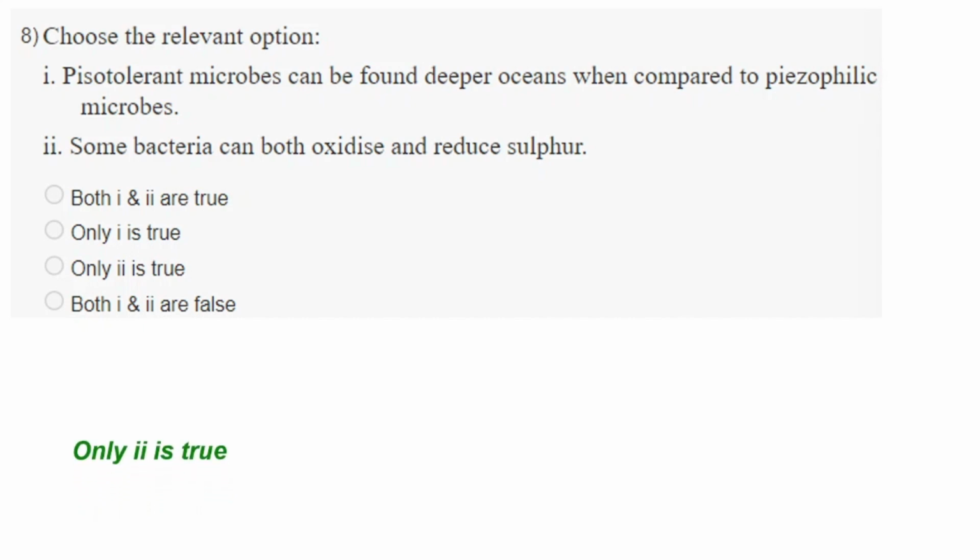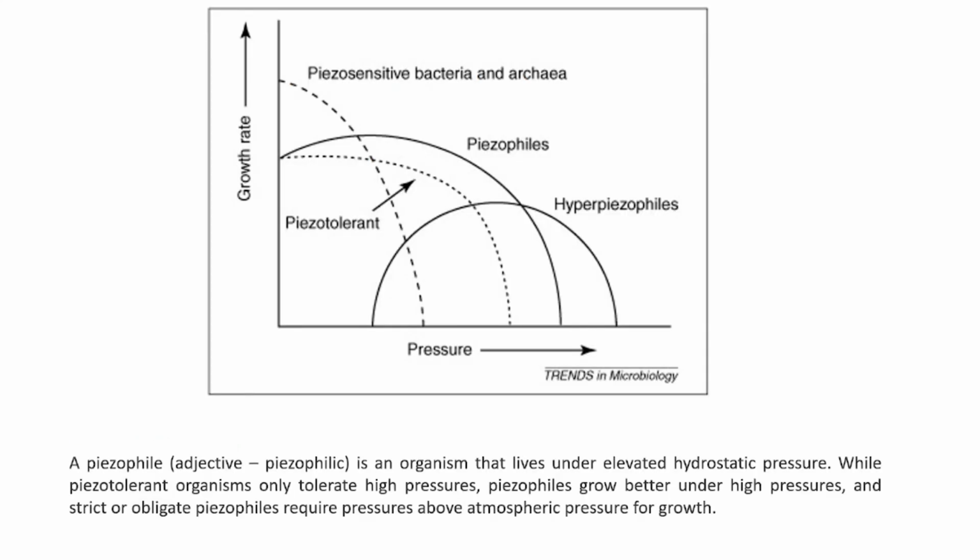Yeah, correct. Because piezo-tolerant is very self-explanatory. Piezo-tolerant, piezophilic, phile is to love, and piezo is basically related to pressure. So piezo-tolerant means the microbes are tolerating the pressure, but those microbes cannot be found in much deeper oceans than piezophilic microbes.